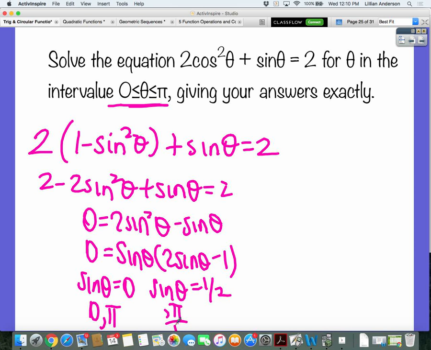Wait, so when you see 4 answers. We have 2 answers, because you lost the other one when you divide out the sine. Yeah, see, we did it differently than that. No, we didn't divide out the sine. We converted the 2 on the right side to 2 sine squared plus 2 cosine squared, and then we solved from there.